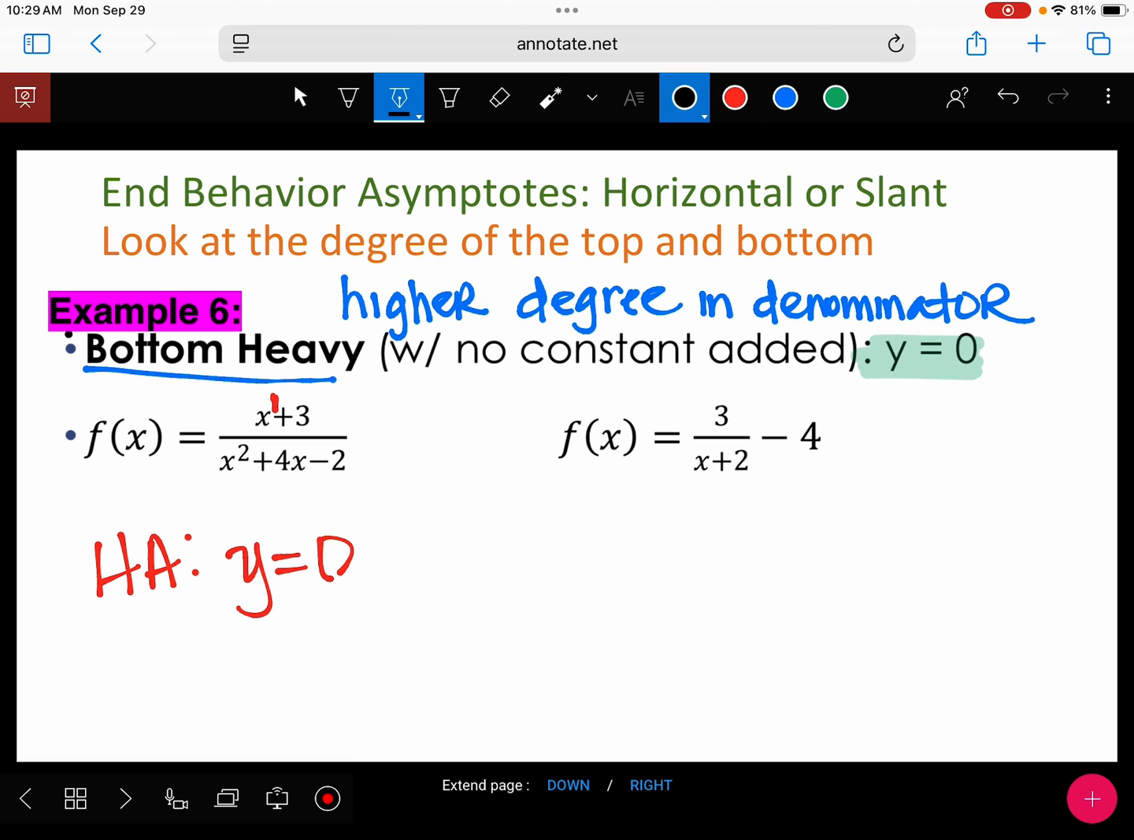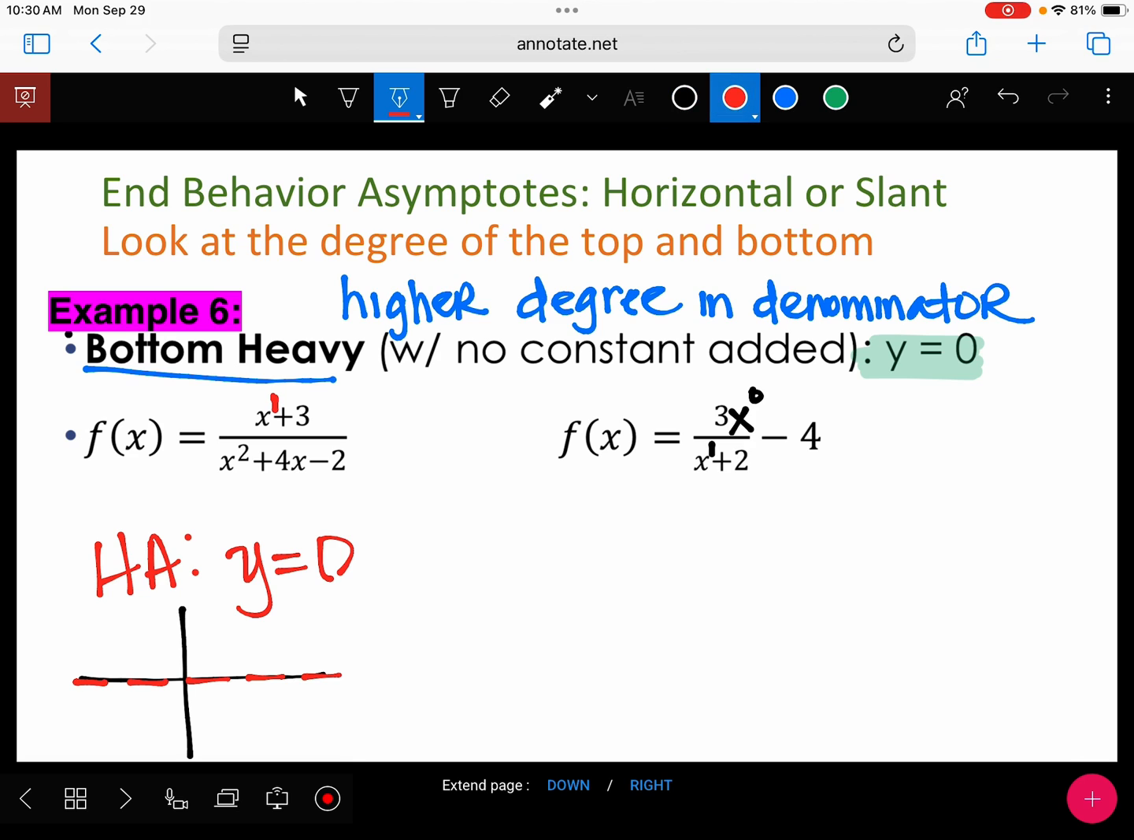So on my graph, on the x-axis, because that's where y is equal to 0, that is where we have an asymptote. Anytime it's bottom heavy. So now we have a special case again, because the numerator has a degree of 0. There's an invisible x to the power of 0. And then there's a 1 in the bottom, okay? It's higher in the bottom.